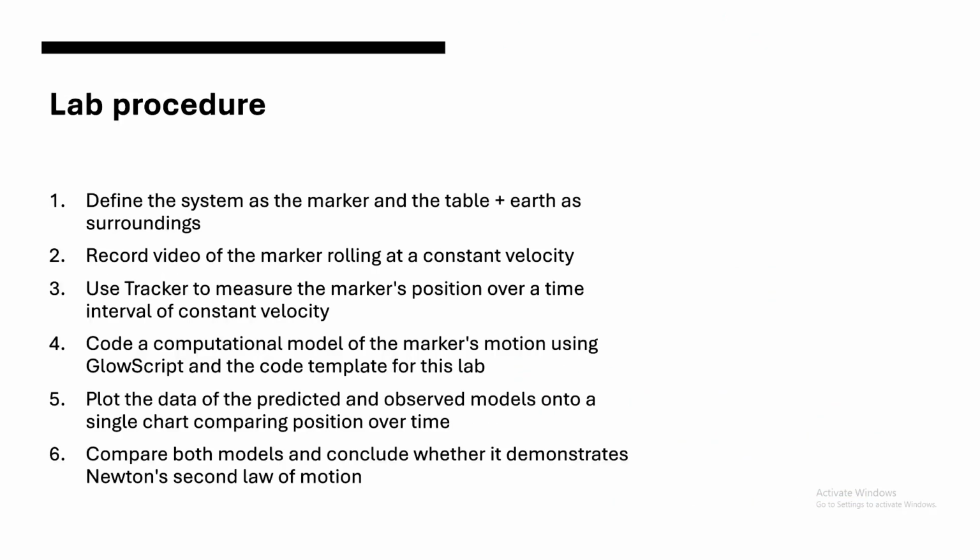The procedure for this lab is as follows. First, we define the system as the marker and then define the table and the earth as surroundings. Next, we record a video of the marker rolling at a constant velocity. Then we use the software Tracker to measure the marker's position over a time interval of constant velocity. Then we code a computational model of the marker's motion using GlowScript and the code template for this lab. After that, we plot the data of the predicted and observed models onto a single chart, comparing position over time, and then we compare both models and conclude whether it demonstrates Newton's second law of motion.